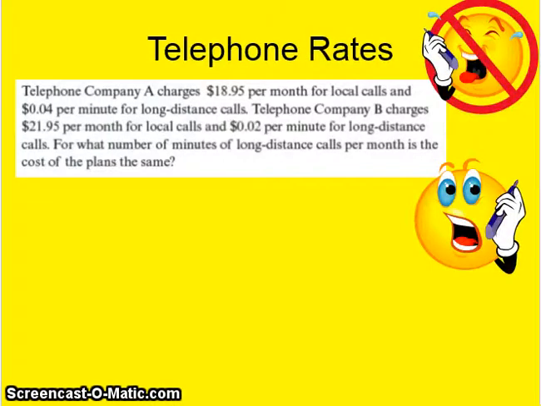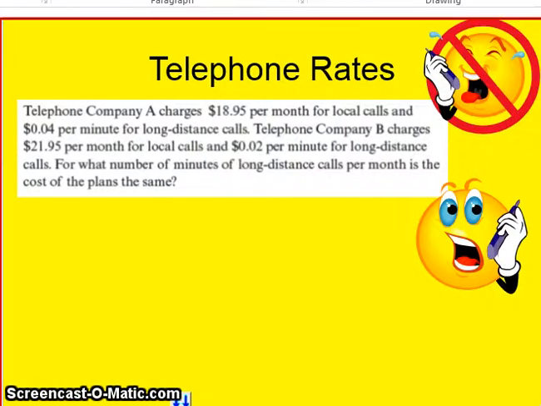And here's our final example that needs to go in your notebook. Telephone company A charges $18.95 per month for local calls and 4 cents per minute for long-distance calls. Telephone company B charges $21.95 per month for local calls and 2 cents per minute for long-distance calls. For what number of minutes of long-distance calls per month is the cost of the plan the same?